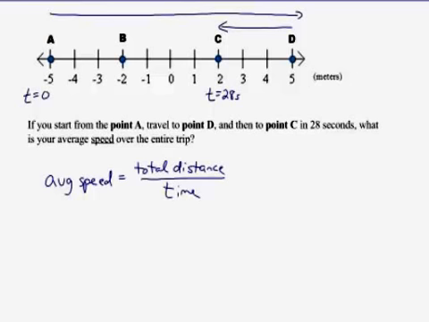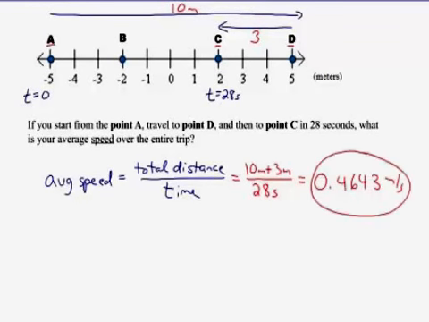So when I go from A to D, I'm going from negative 5 meters to 5 meters. That's a distance of 10 meters. And when I'm going from D to C, I'm going back 3 meters, so that's a distance of 3 meters. And so this average speed is going to be the total distance of 10 meters plus 3 meters over 28 seconds, or that's 13 meters divided by 28 seconds, which is an average speed of 0.4643 meters per second.